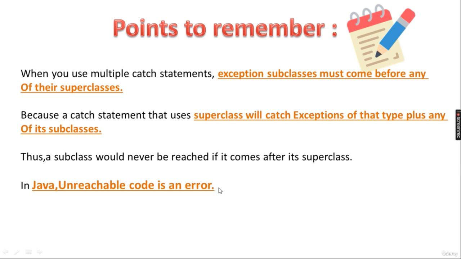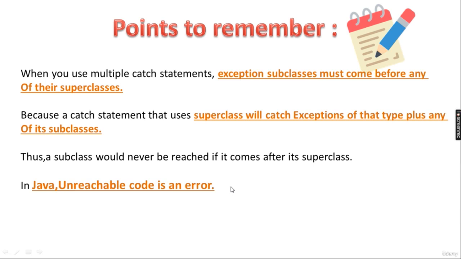And in Java, unreachable code is an error. Suppose you are writing Exception first. Exception is the head class, or superclass, of all types of exceptions. And after that you are writing ArithmeticException or divide by 0 or FileNotFoundException like this.